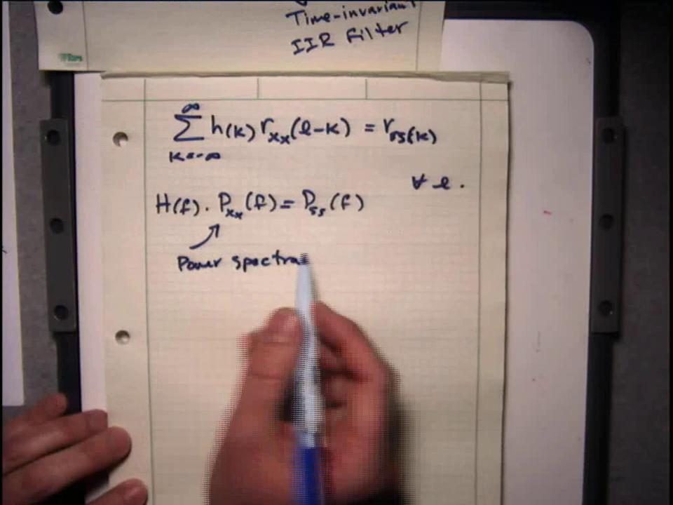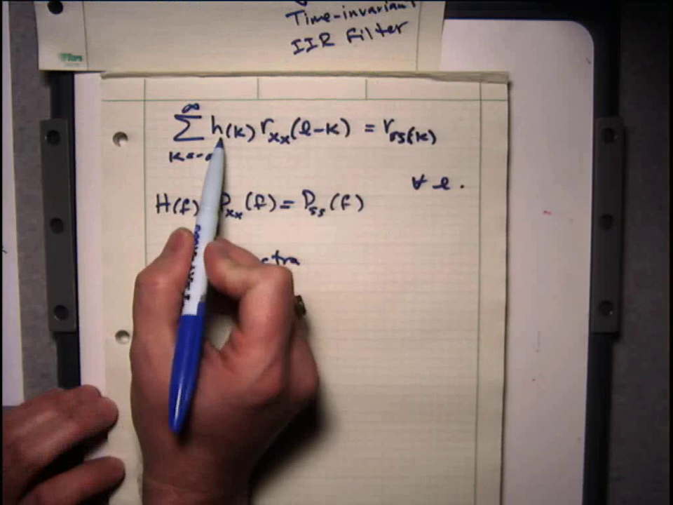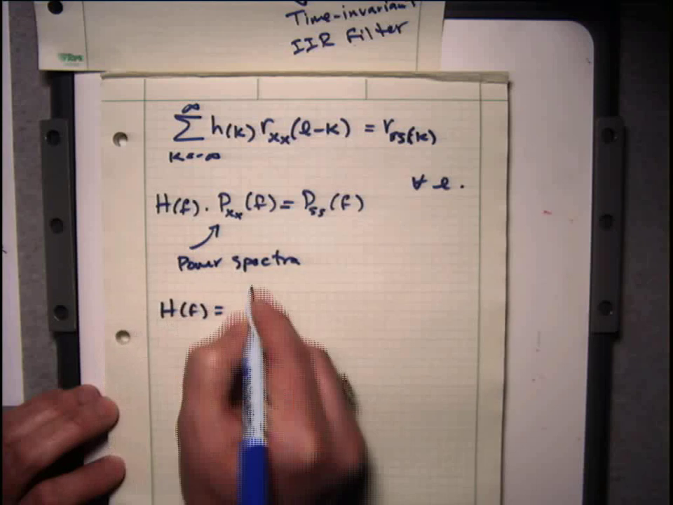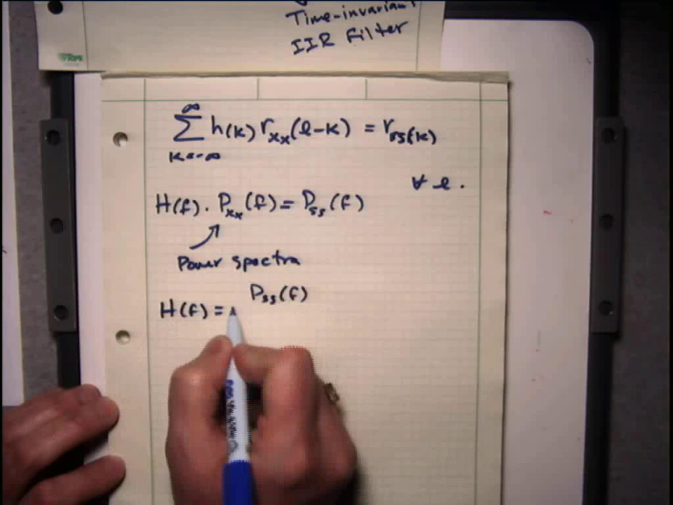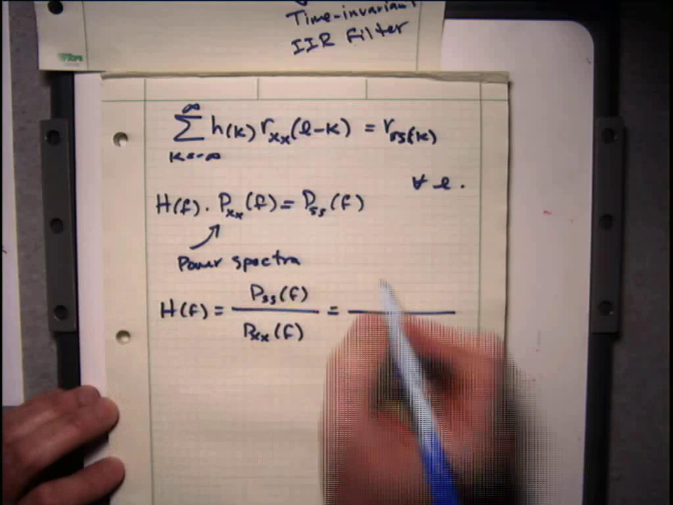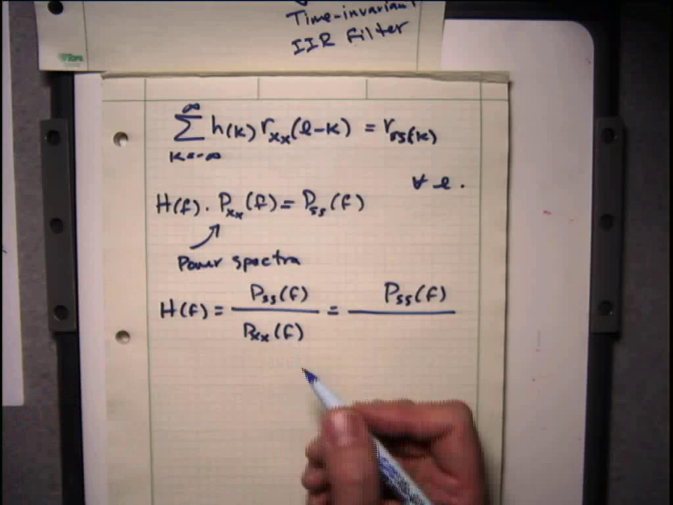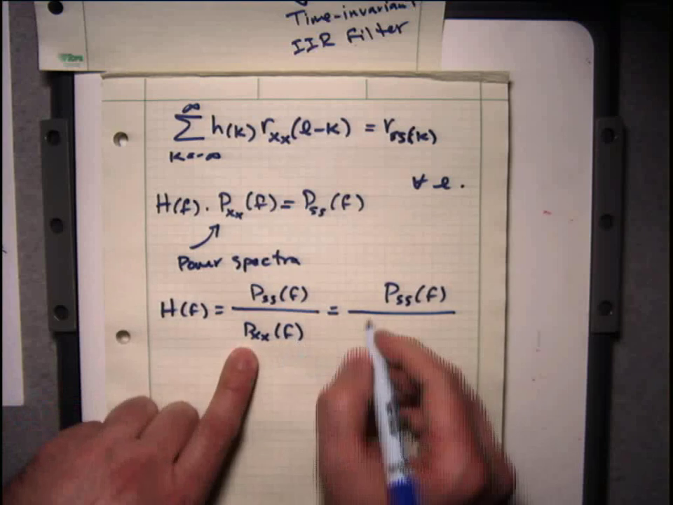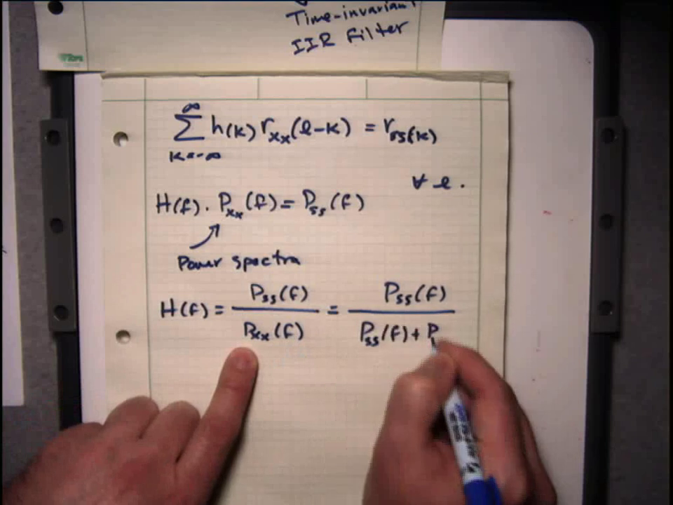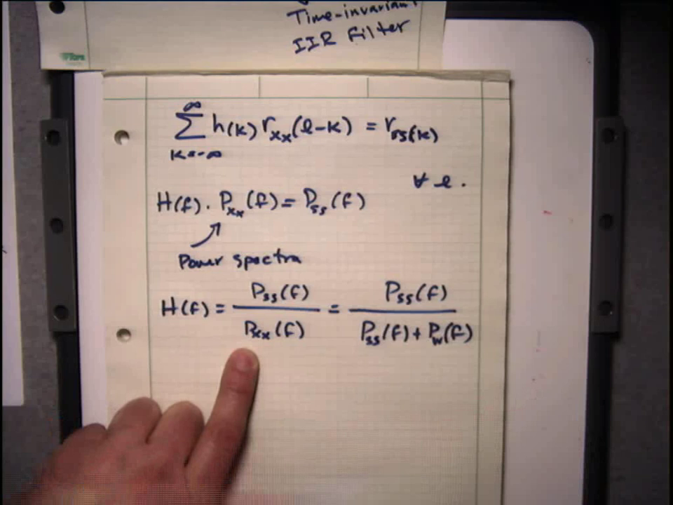Okay, so let's write this in a slightly different way. Remember, what we're interested in here is we want to find out what the impulse response of this filter is. So now if you rewrite this, you have H of f equals P_ss of f divided by P_xx of f. And remember x is equal to s plus w. So its power spectrum is the sum of the power spectra of s and the noise, because s and w were uncorrelated. Okay, so now you have this.